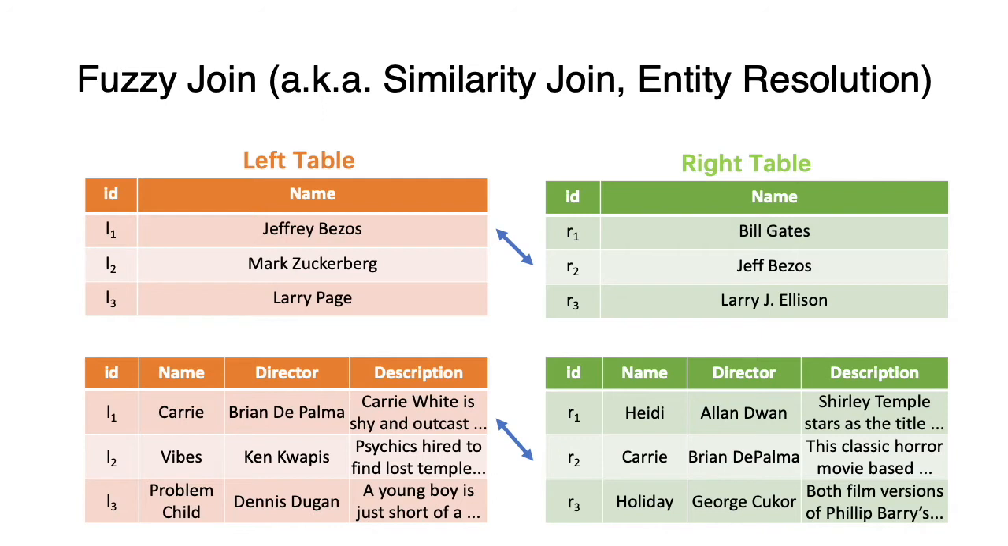For example, here we have two tables of movies with three columns including name, director, and description. We can see that the first record in the left table and the second record in the right table refer to the same movie.